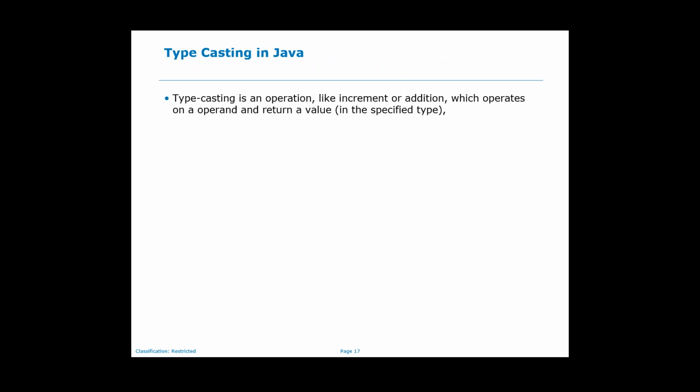Next comes typecasting in Java. What do you mean by typecasting? There are different types in Java, user-defined types or predefined types, like int, double, float. But if you want to convert integer to a double, or double to an integer, or float to a double, or double to a float, then you need to work with typecasting.